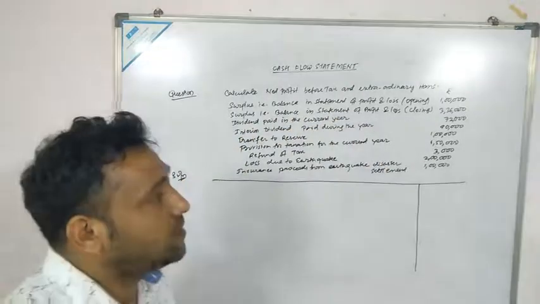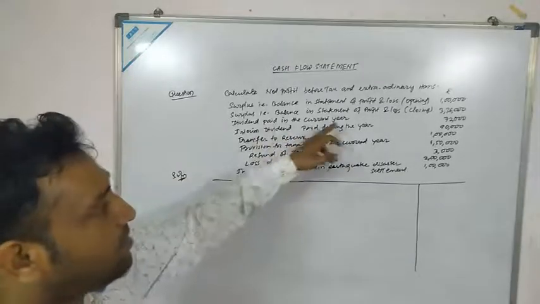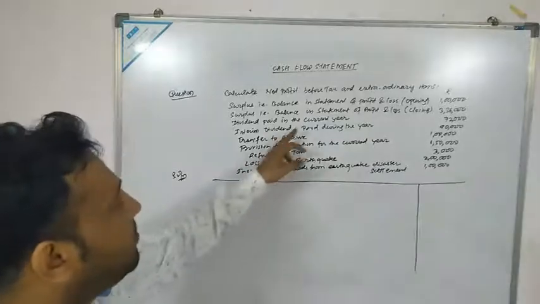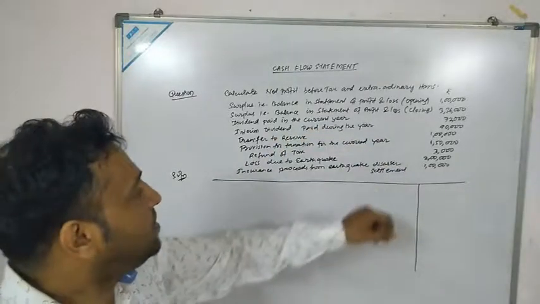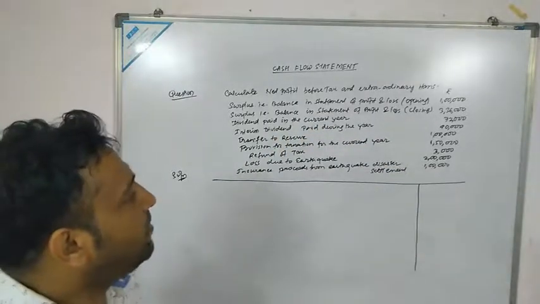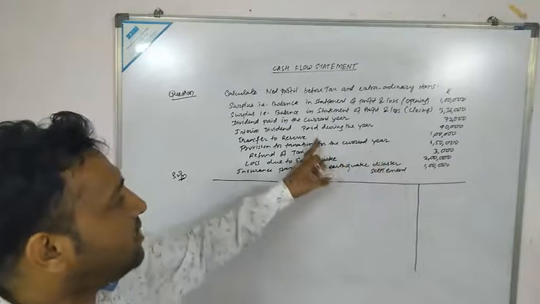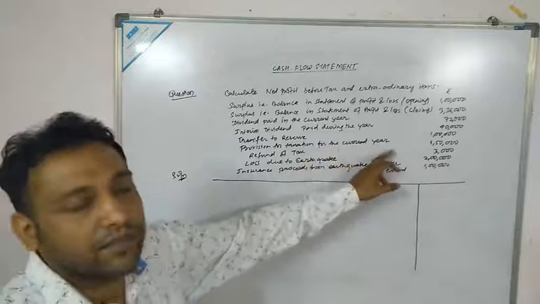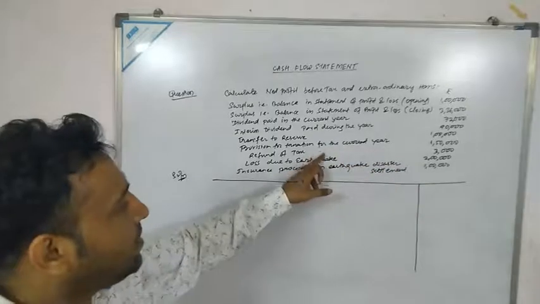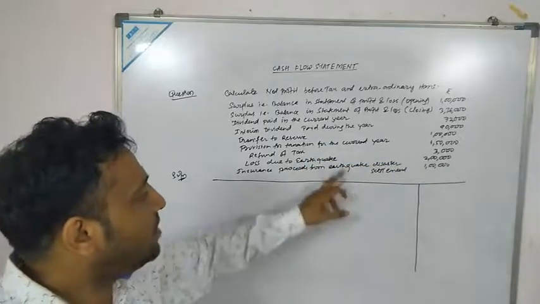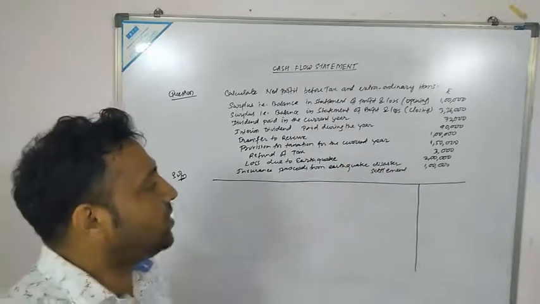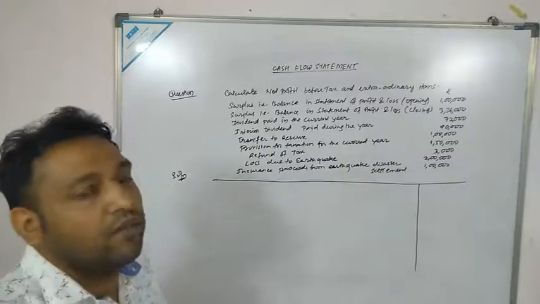Opening balance is given how much? 1 lakh. Balance in statement of profit and loss, closing balance is given 3,36,000. Dividend paid in the current year how much? 72,000. Interim dividend paid during the year 90,000. Transfer to reserve 1 lakh. Provision for taxation for the current year is given 1,50,000. Refund of tax is given 3,000. Loss due to earthquake is given 2 lakhs. And insurance proceeds from earthquake disaster settlement is given 1 lakh.